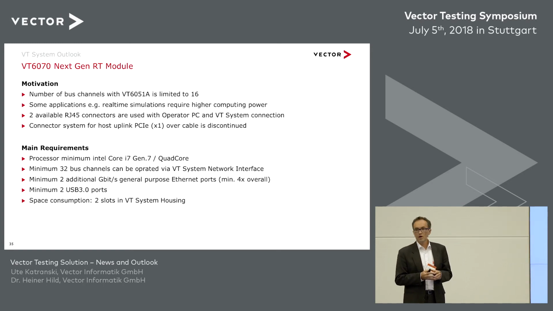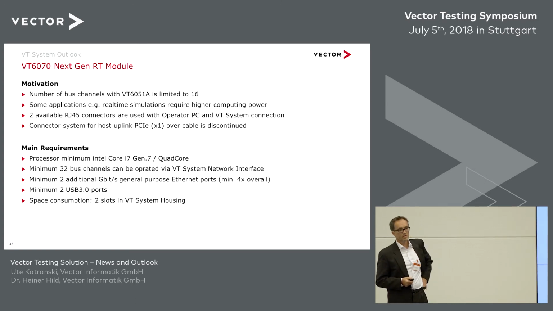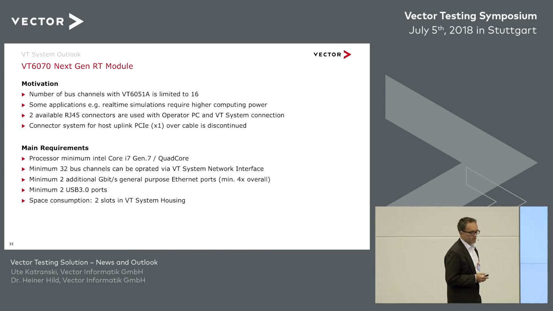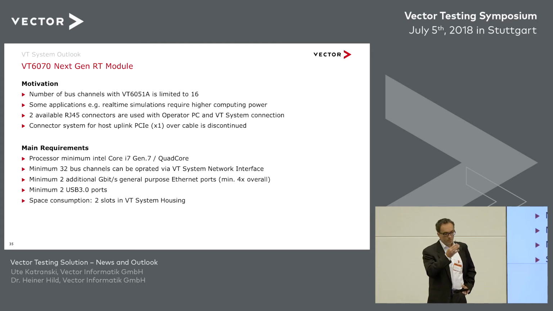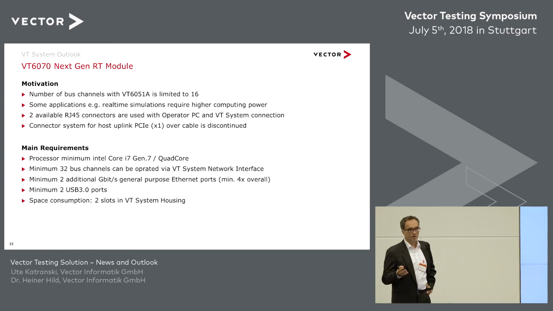So from the VT systems, there are already models. With the Celeron dual core and the i7, the larger ones, we are doing even more in order to offer more computing power. The Ethernet interface also generates a certain data volume, but the number of bus channels to be served with the system, we want to improve on that.